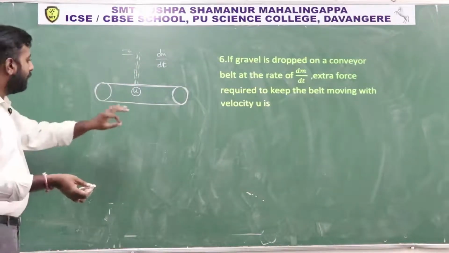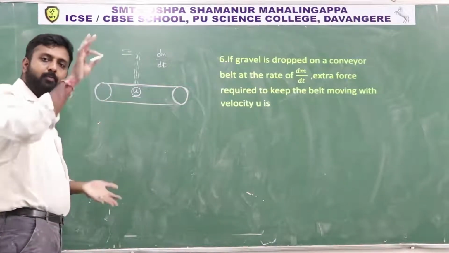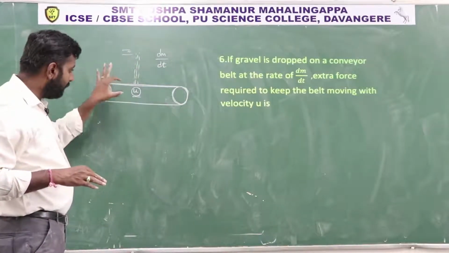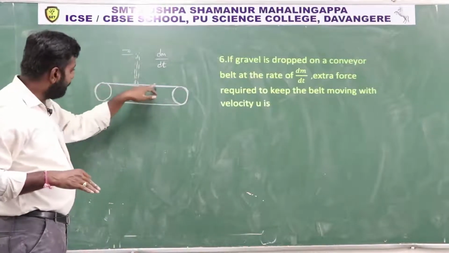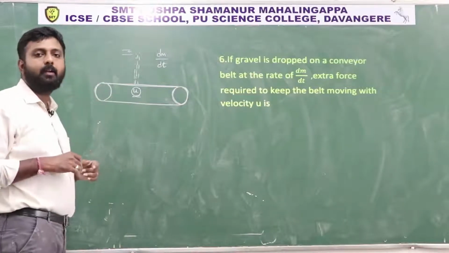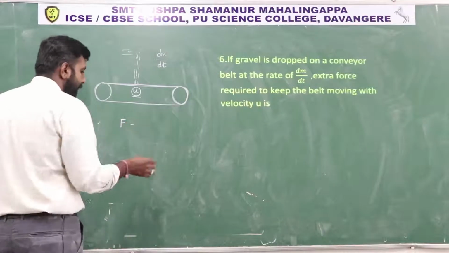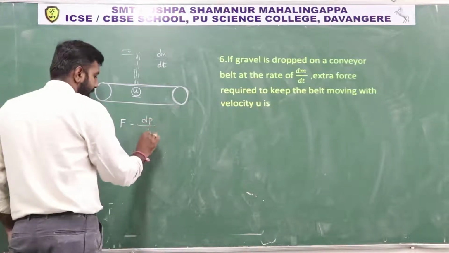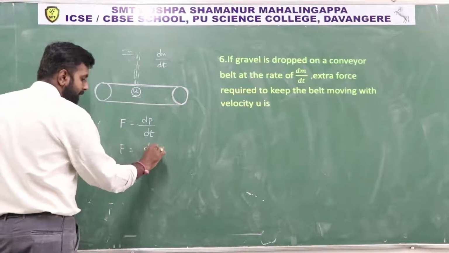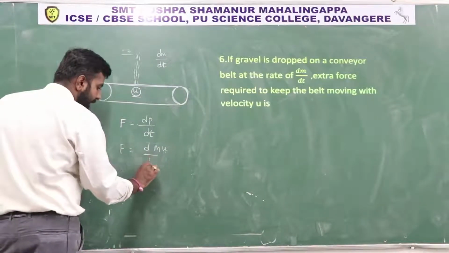Now, to move with the same speed, some additional force is needed. Why? Because before dropping this gravel it was moving with velocity u, and now the mass is increased, right? So additional force is needed. How much force is required? F equals dp by dt, that is, F equals change in m v, here with velocity u, divided by dt.